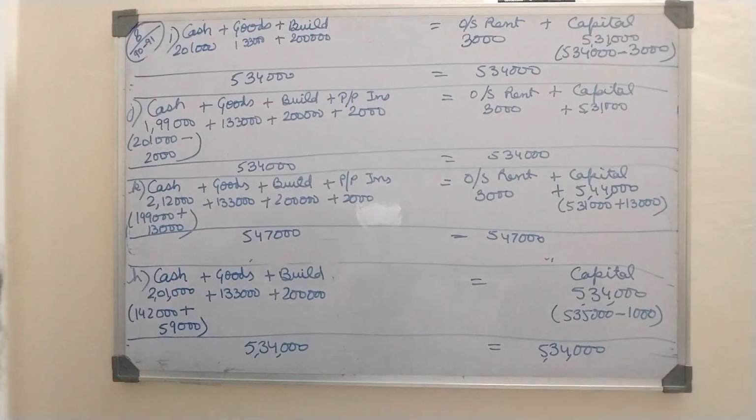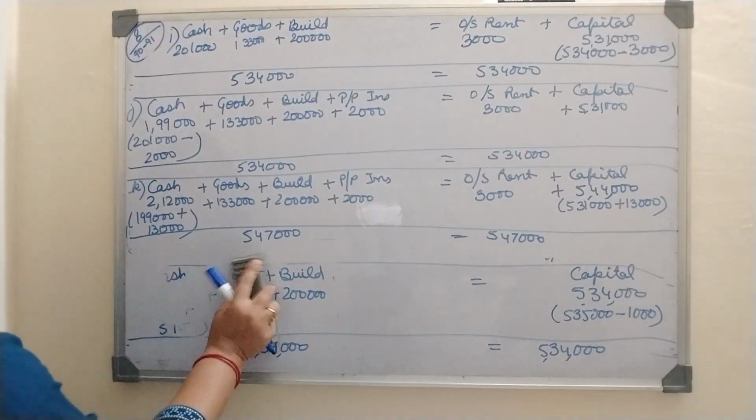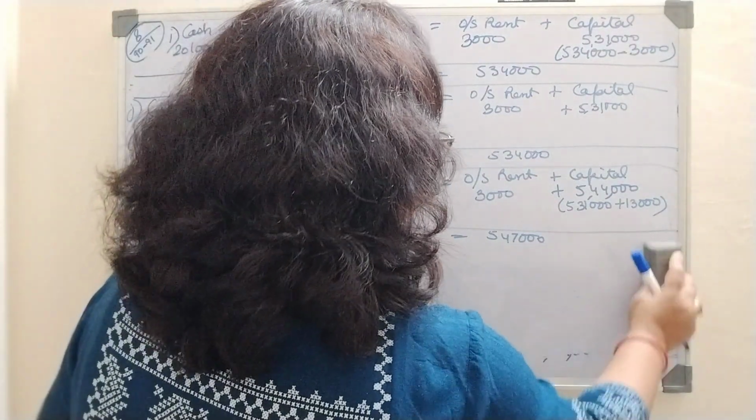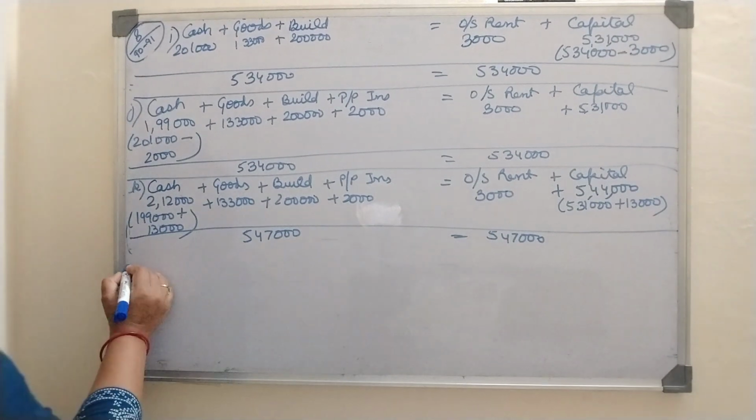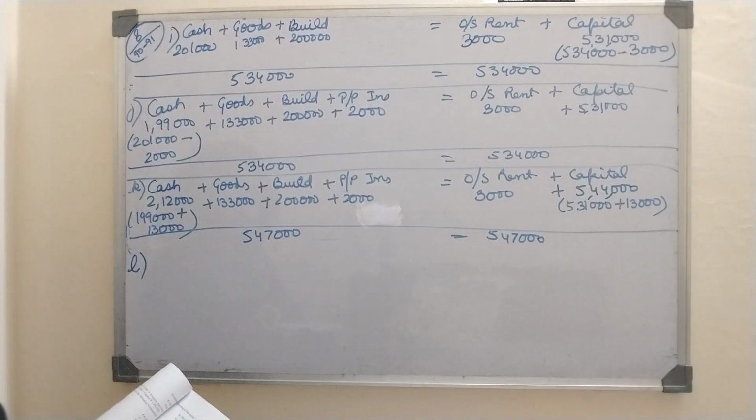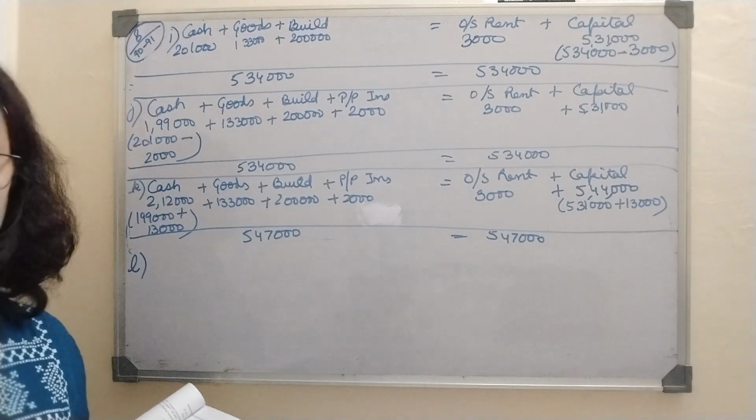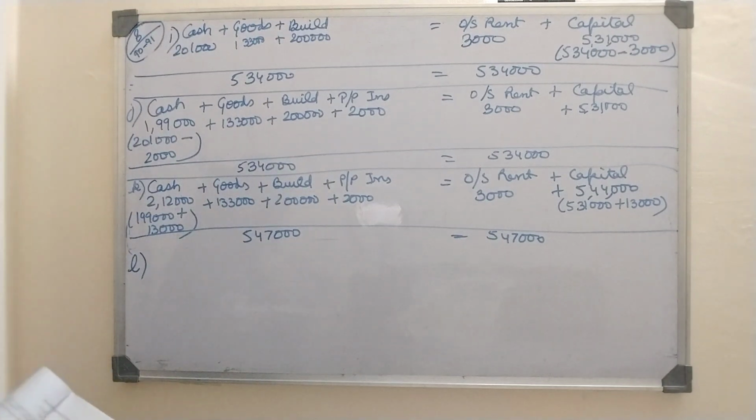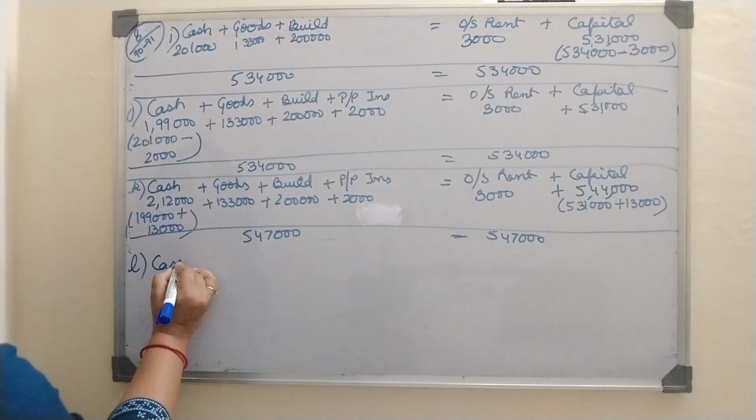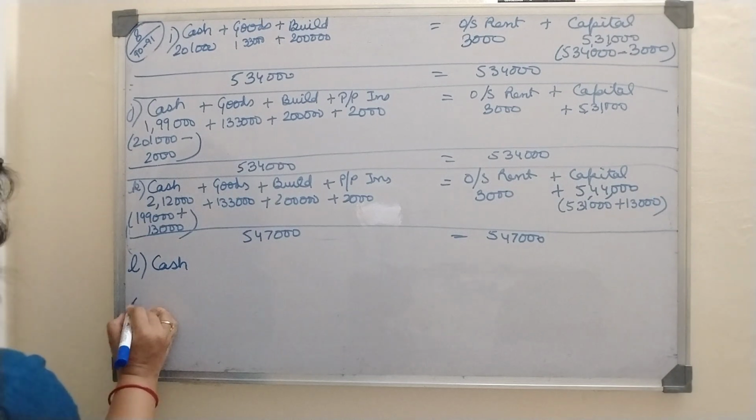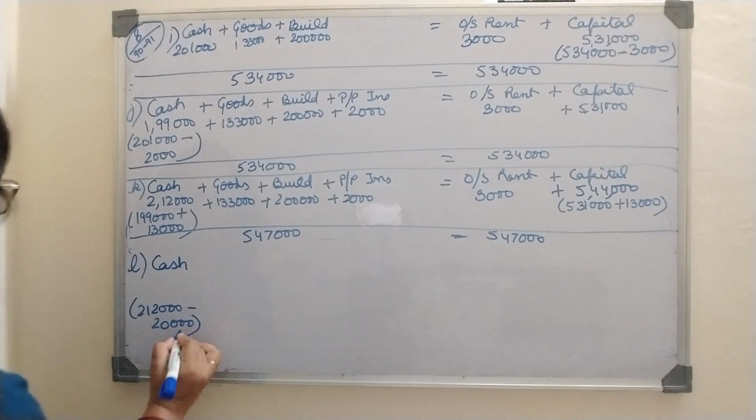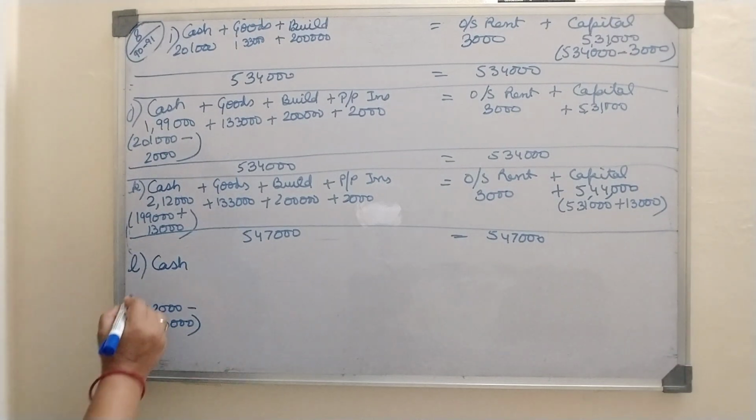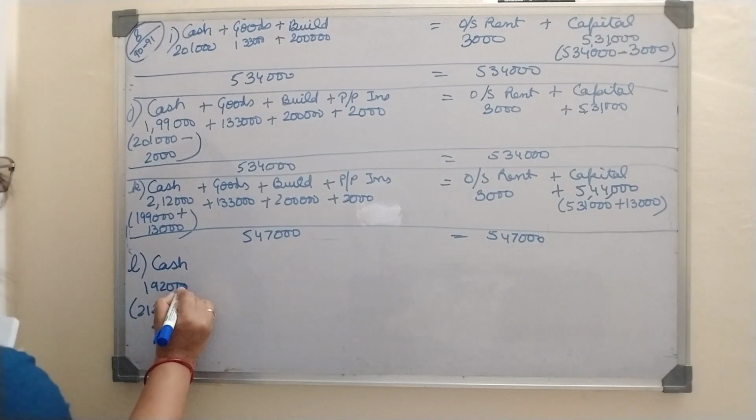Let us move on to the L part. Now the L part says amount withdrawn by him for personal use 20,000. We know we will subtract. This is drawings, right? So it will be subtracted from cash and capital because personal use is affecting our cash. 2,12,000 minus 20,000 comes to 1,92,000.